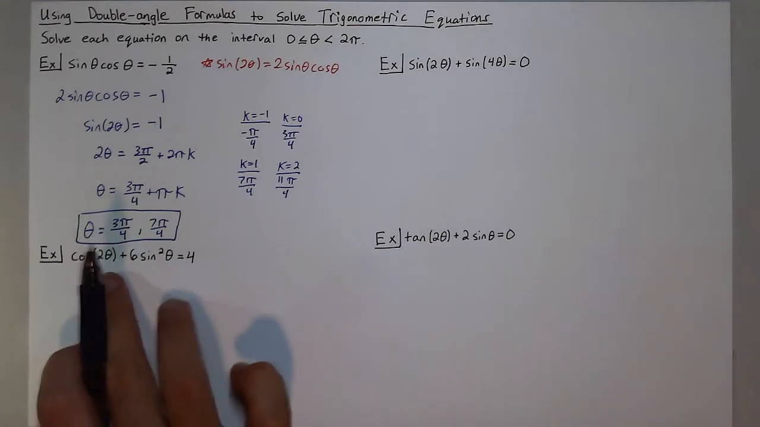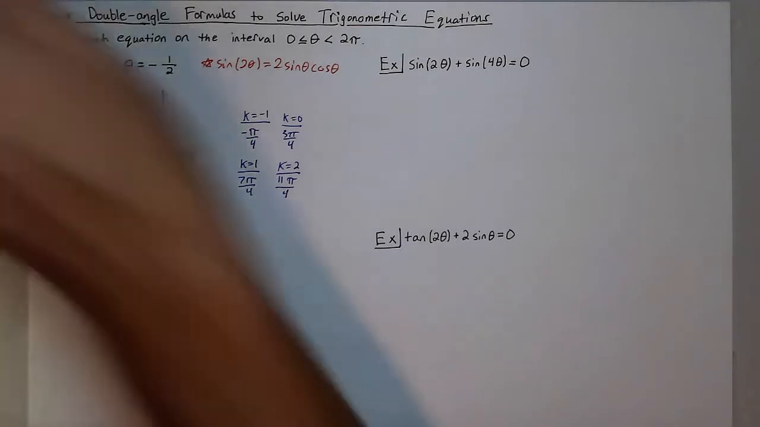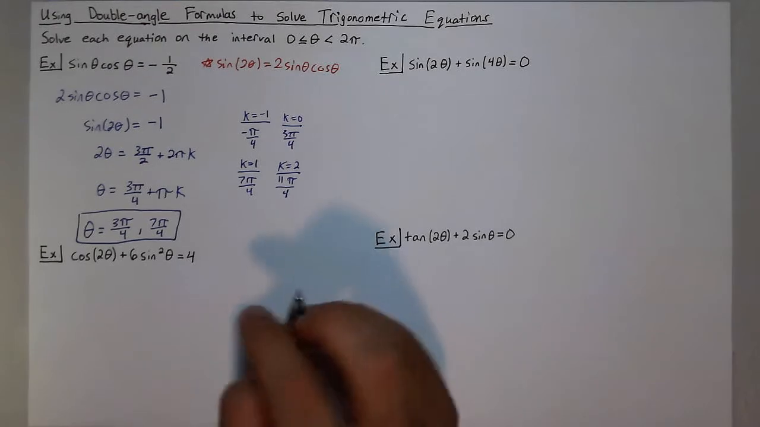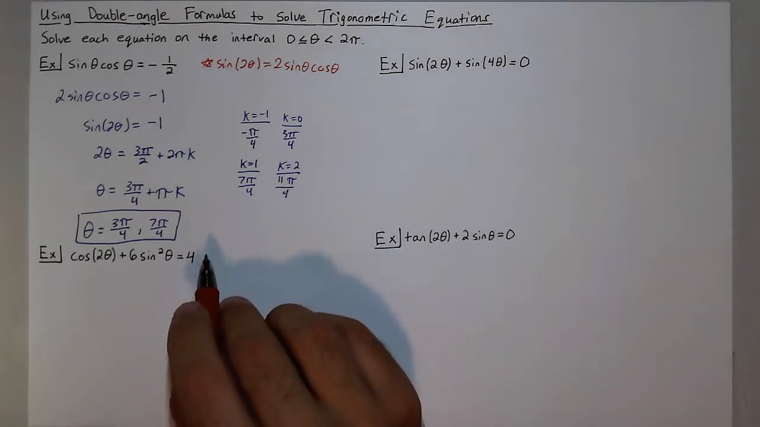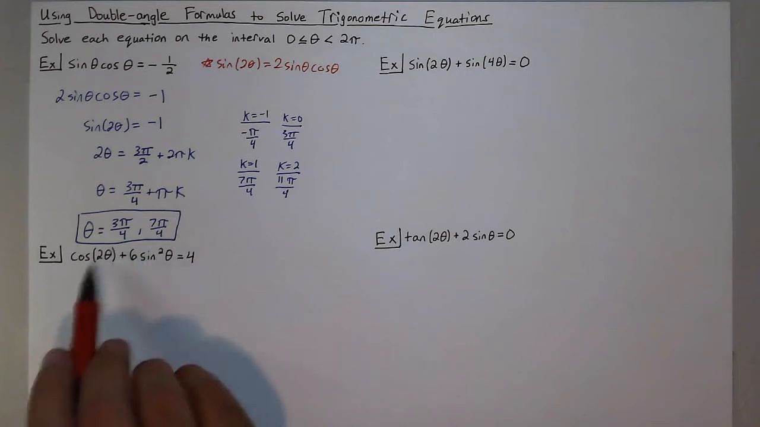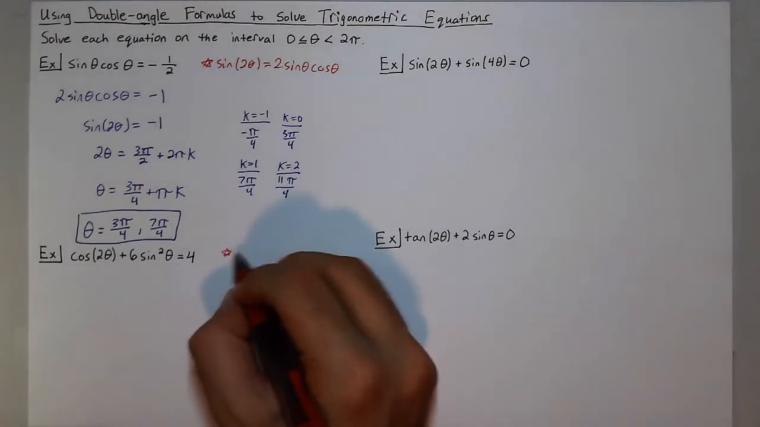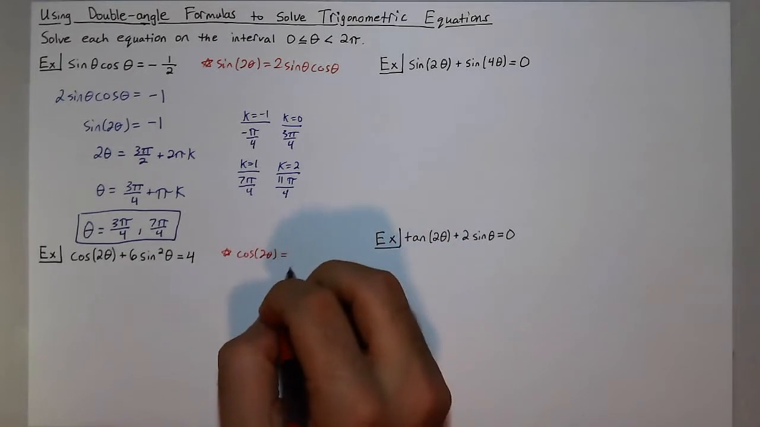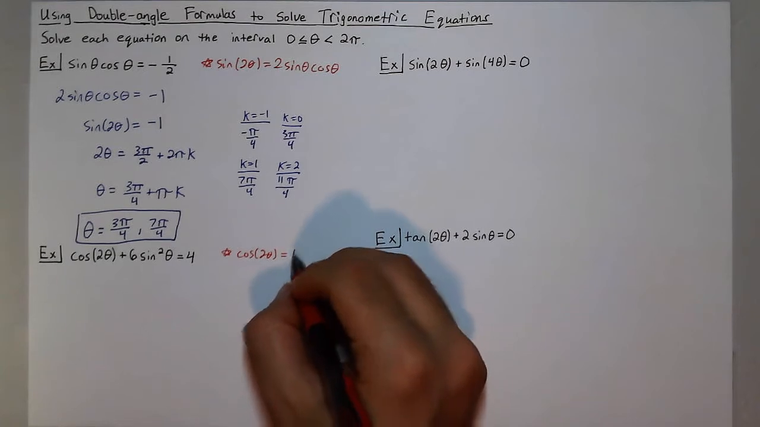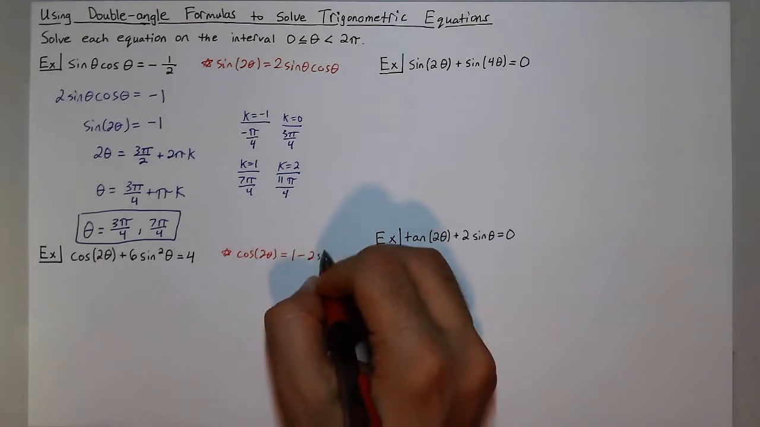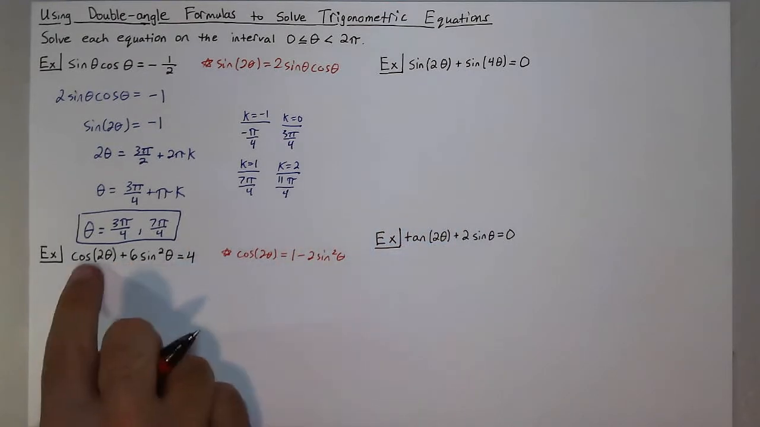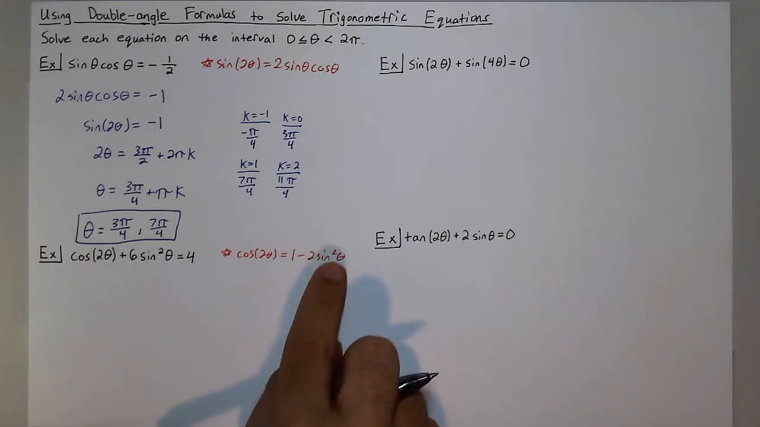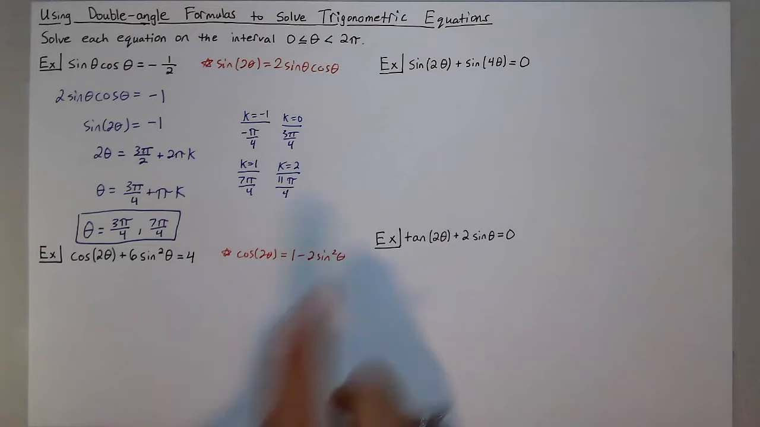Now for this next example, I have cosine of 2 theta plus 6 sine squared of theta is equal to 4. Now they aren't the same trig function, but I can rewrite cosine of 2 theta using a double angle formula as 1 minus 2 sine squared theta, which will make all of these into sine thetas and all the same angle as well, because now the 2 theta becomes a single theta.